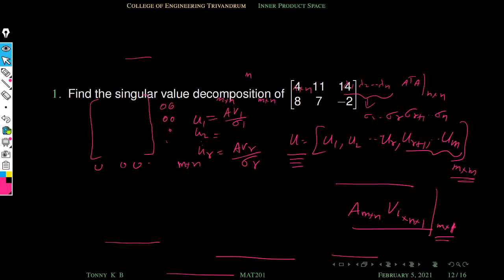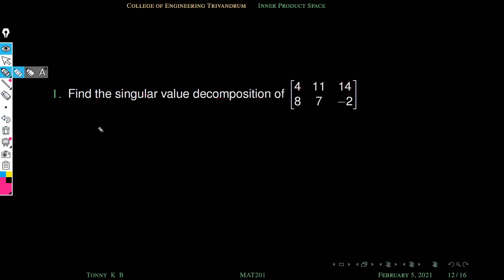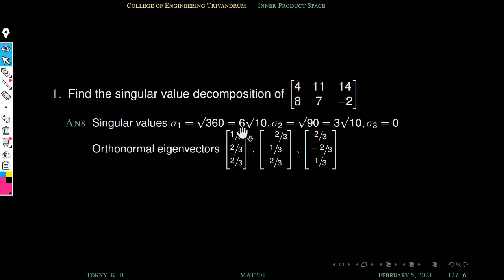Then we discussed a problem. Find the singular values of this matrix. Already we know that these are the singular values and they are the corresponding orthonormal eigenvectors. So this is V1, this is V2 and this is V3. Okay, then how to construct sigma? Sigma is defined like this: D and the rest of them 0.